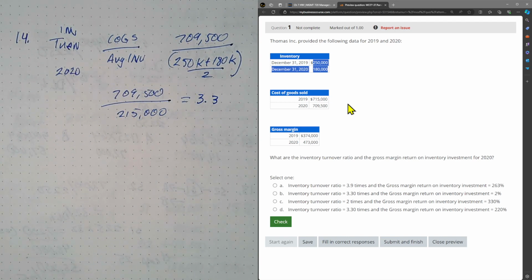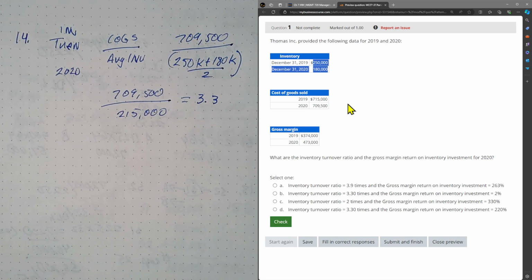Is that good or bad? Well, different businesses turn it over at different amounts. For example, you expect milk to turn over very quickly. You may expect cars to turn over very slowly. So 3.3, it's relative. You have to know what the industry is and what we're looking at to know whether or not that's a good number or a bad number.